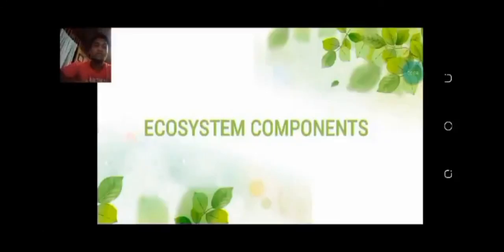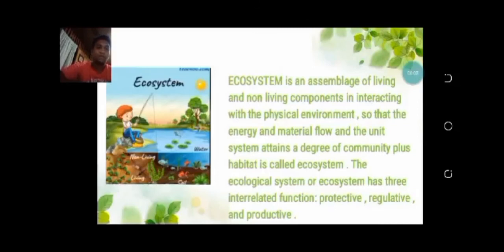Good everyone, so this is my report on ecosystem components. Ecosystem is an assemblage of living and non-living components interacting with the physical environment so that the energy and material flow and the unit system attains a degree of community plus habitat, called ecosystem. The ecological system or ecosystem has three interrelated functions: protective, regulative, and productive.